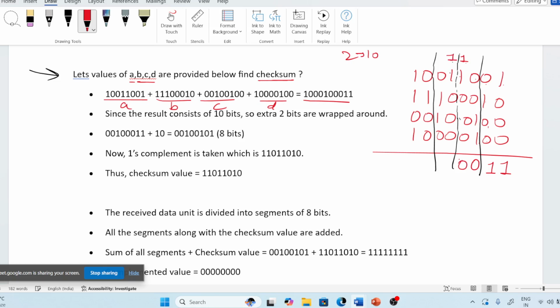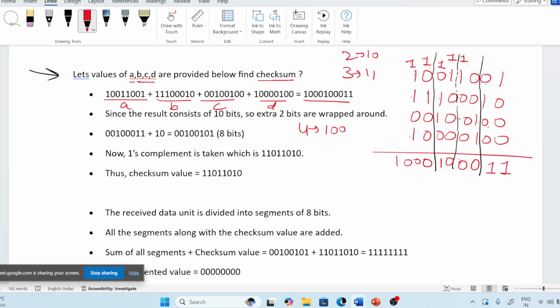1 + 1, 2, 0 and 1. Again 1 carry. 1 + 1, 1 + 3. So how I can write 3? 1 1. So 1 number will be here. 1 will be the carry. Then 1 + 1, 2, 0 and 1. 1 + 1 + 1 + 1, 4. How I can write 4? Sir, 1 0 0. So I will write 1 0 0. This is the number that I am writing.